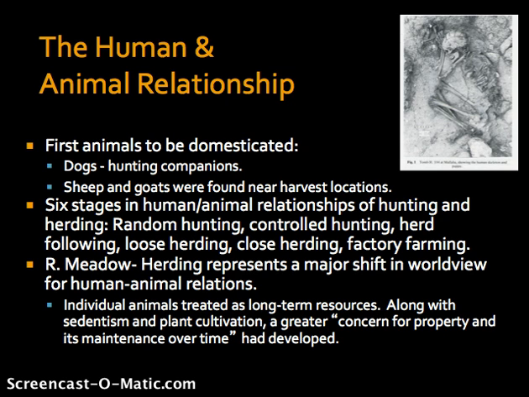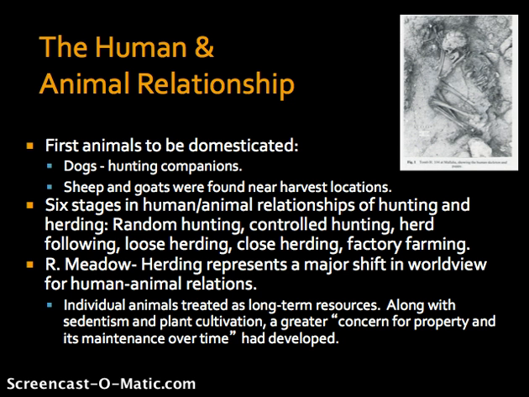Meadow maintains that there are 6 stages in the human-animal relationship as a whole, from random hunting to factory farming. And this, of course, fundamentally shifts the relationship, not only in terms of the physical relationship between animals and human beings, but also the ideological underpinnings of said relationship. And Meadow maintains that herding represents a major shift in worldview overall.